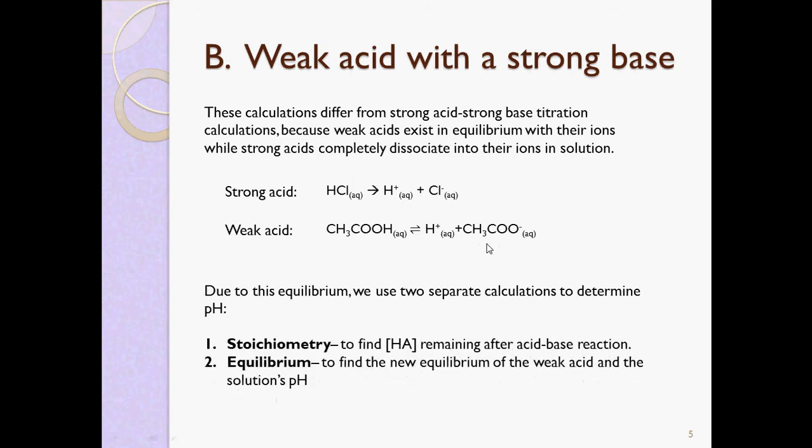And so we're going to do it in 2 steps. We're going to look at a stoichiometry step. We need to look at this step because we need to find out how much of my acid is going to be neutralized by the base. That will tell me how much acid I have left over, and it will also tell me how much of the conjugate base is formed. And then we'll do the equilibrium step.